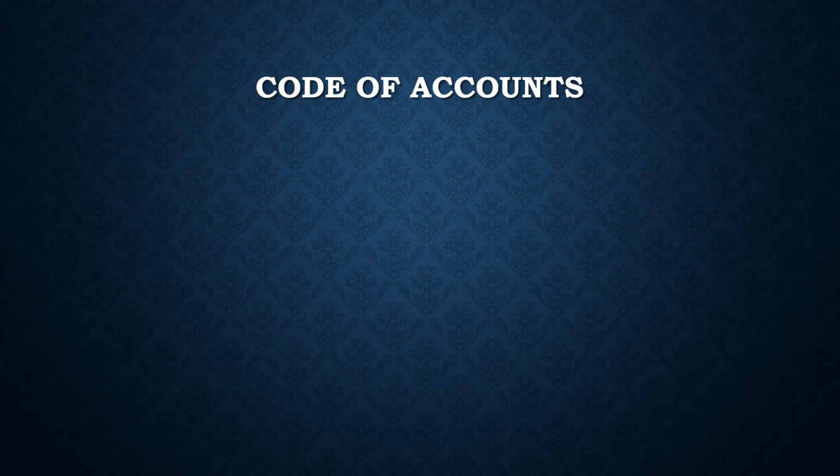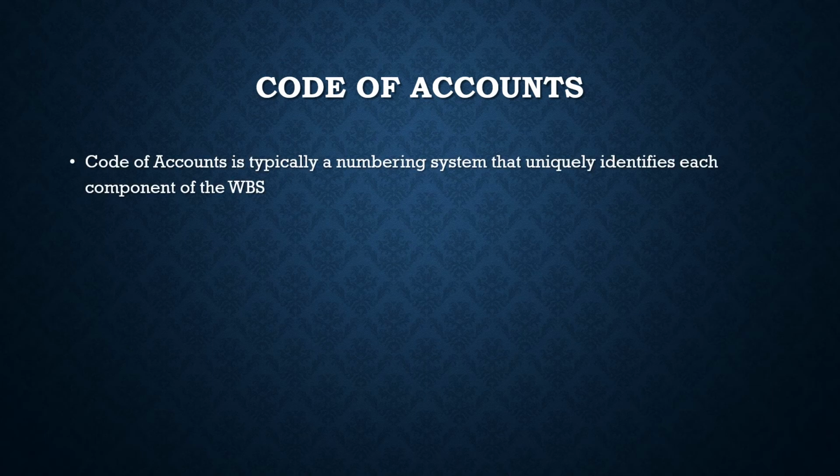And then finally, the last concept that you should be aware of is code of accounts. Now, this has nothing to do with control accounts as such, but code of accounts is very simple. It is typically a numbering system that uniquely identifies each component of the WBS. So all these different components of the WBS, how in the world, if you're doing a large project that has 250 components in the WBS, are you going to identify them? That is where code of accounts comes into the picture. Let's look into the example and understand what code of accounts basically is.